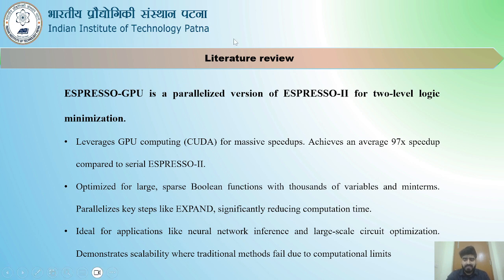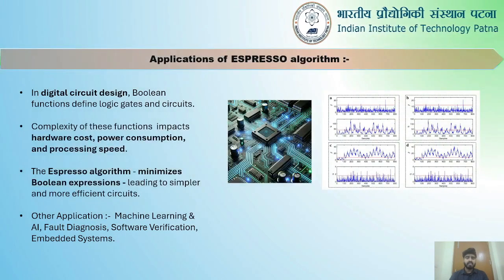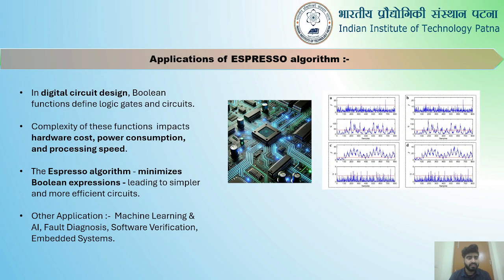So let's cover the key features of Espresso GPU. That is a 97x speedup over serial Espresso 2, highly scalable for large Boolean function applications in high-performance computing, and ideal for applications like neural network inference and large circuit optimization. So the next one is applications of the Espresso algorithm. Now it's time to cover applications of the Espresso algorithm.